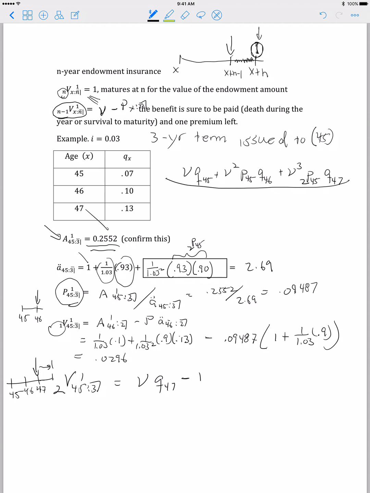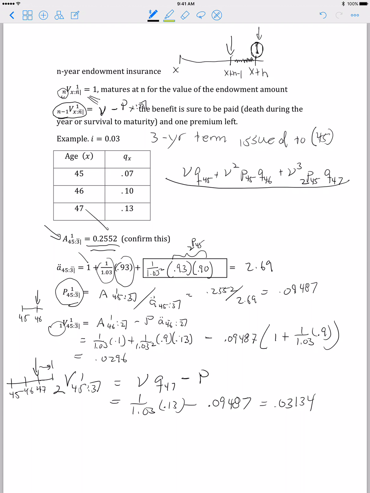And the premium, we're going to receive the premium just after we calculate this terminal reserve, and there's only 1 left. So if we fill in those numbers, I get v, q47, and the net level premium is 0.09487. So my liability at that point, my 2nd net level premium reserve, is 0.03134.